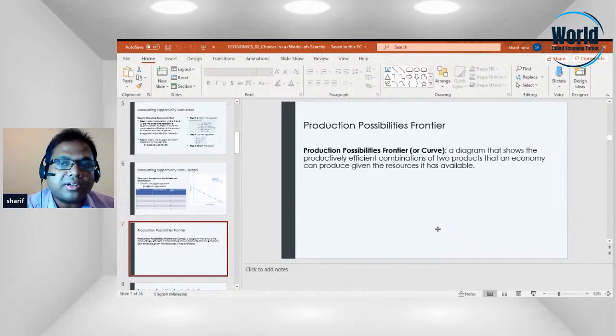Production possibility frontier: a diagram that shows the productively efficient combinations of two products that an economy can produce given the resources it has available.